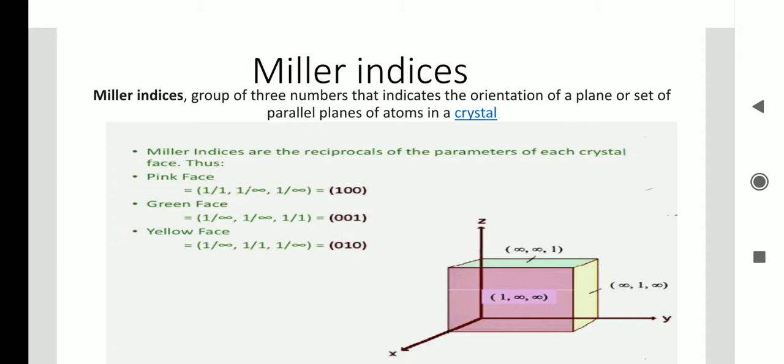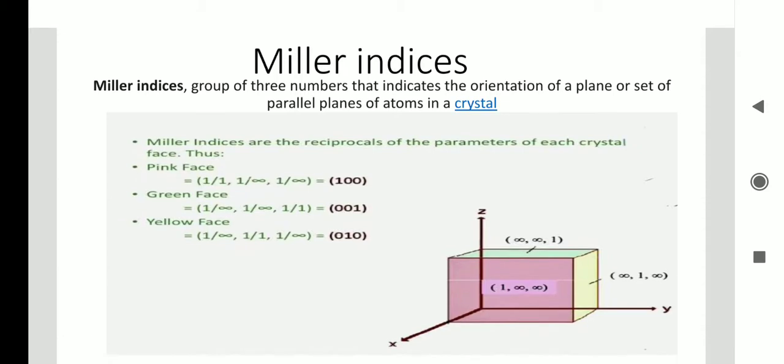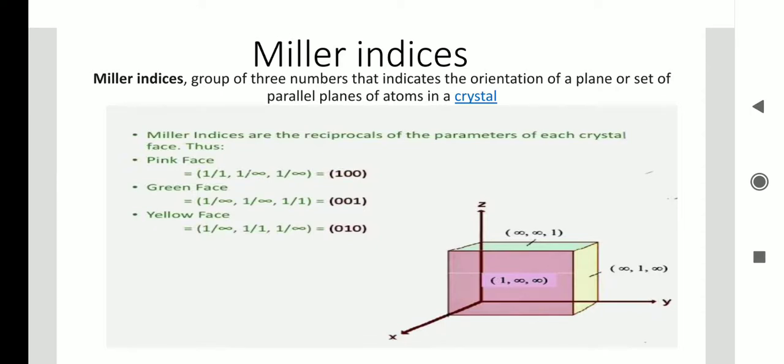Morning, the Miller indices concept was introduced by the scientist Miller. According to Miller, what is meant by Miller indices? A group of three numbers that indicates the orientation of a plane or set of parallel planes of atoms in a crystal. In a crystal, the atom's orientation is indicated by a set of three numbers.